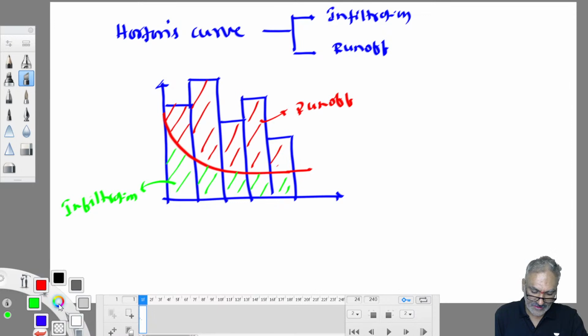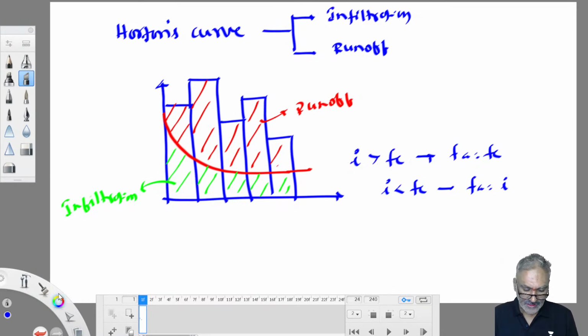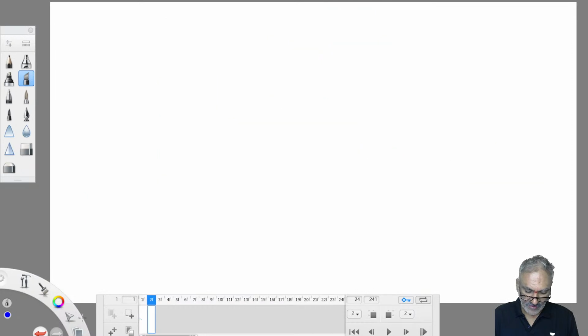But that is not always correct. Sometimes I is less than FC, sometimes I is greater than FC. If I is less than FC, then FA is equal to I only. When I is greater than FC, FA is equal to FC, and the area below Horton's curve will give infiltration. If I is less than FC, FA is equal to I, therefore the area below Horton's curve is an overestimation of infiltration. So we need to estimate carefully. Horton's approach is correct only for the condition I is greater than or equal to FC. Only then can you apply Horton's approach. Understood? Keep this point in mind before you solve questions.